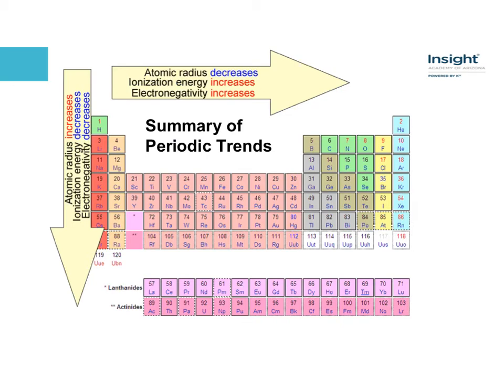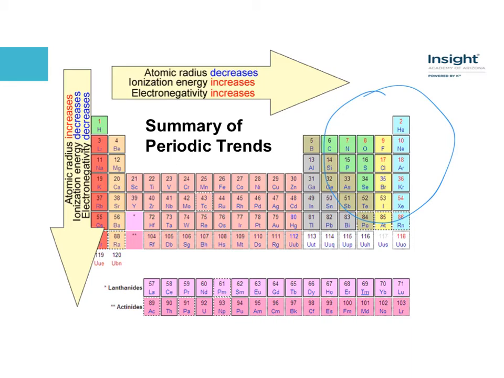So this picture shows the overall trend. Going across or to the right on the periodic table, your atomic radius decreases. That means the nucleus is going to have a stronger hold on those electrons, so your ionization energy and electronegativity both increase. These elements, especially towards the top corner over here, are going to be more likely to form negative ions or be a noble gas.